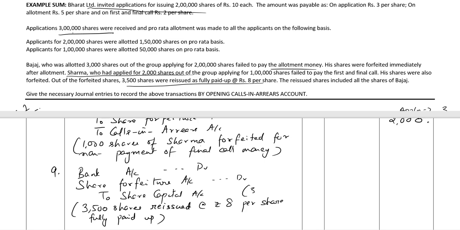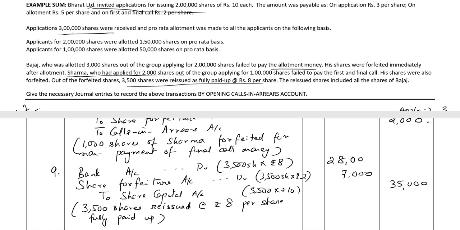Again, share capital, it's 3,500 multiplied by the paid up value of rupees 10 per share, comes up to 35,000 rupees. Against share forfeiture, 3,500 shares multiplied by rupees 2 per share, the discount, comes up to 7,000 rupees. And against bank, it's 3,500 shares multiplied by the reissue price of rupees 8 per share, comes up to 28,000 rupees.